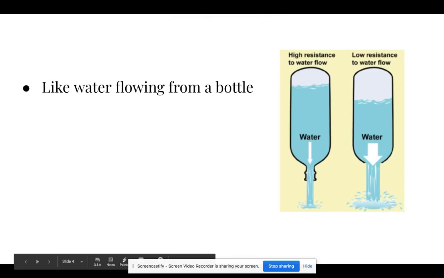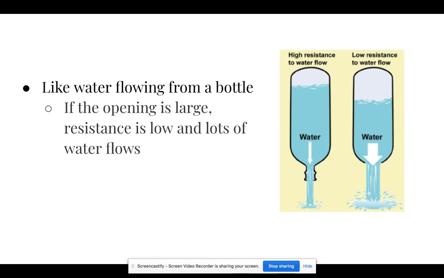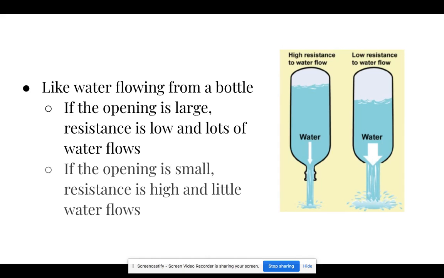So like water flowing from a bottle, it says if the opening is large, resistance is low and lots of water flows. If the opening is small, resistance is high and little water flows. If you look at the picture on the right here, you can kind of see that. If it's cut open a lot more, the water will drain much faster, okay, because this has less resistance than the one on the left. High resistance, less water flow, okay.